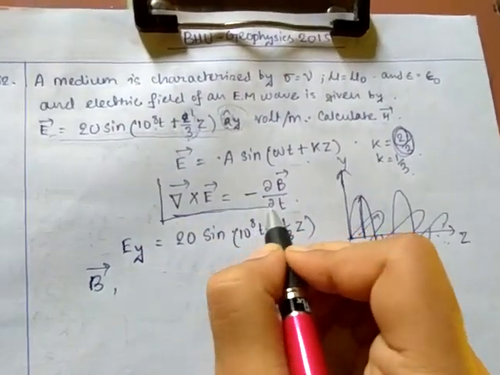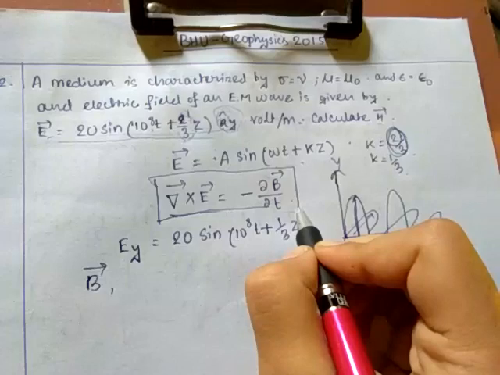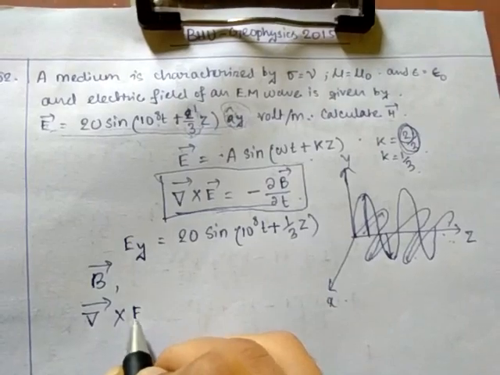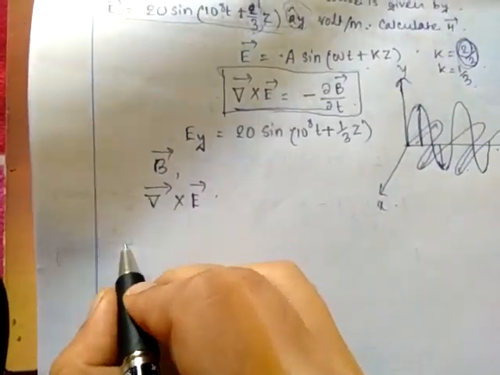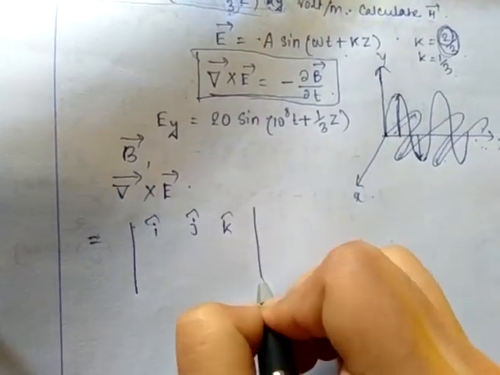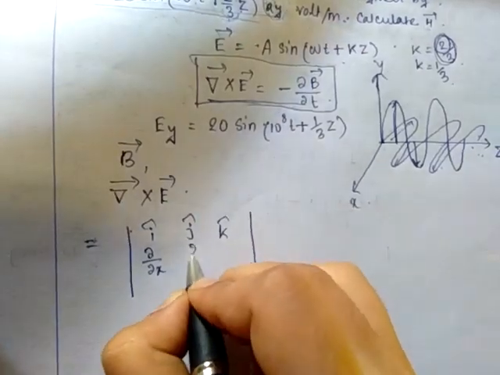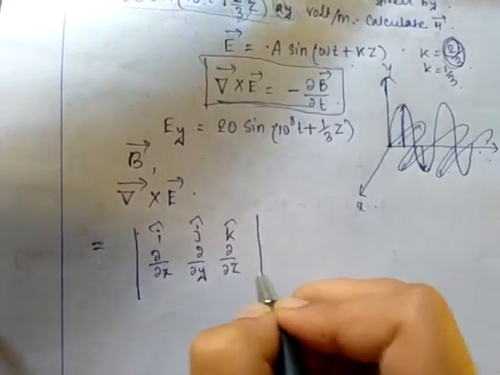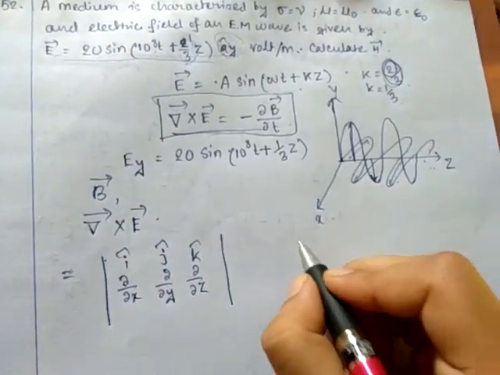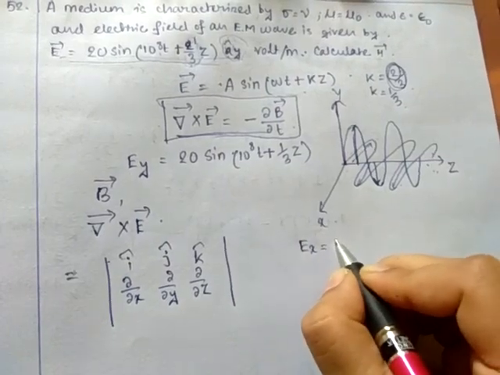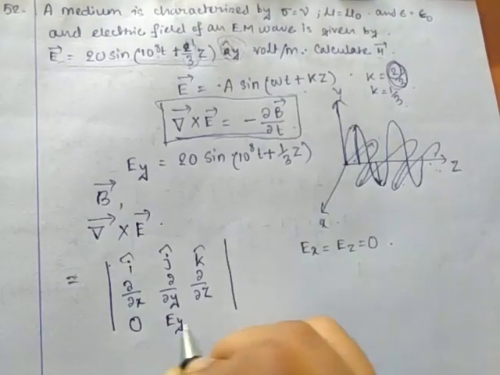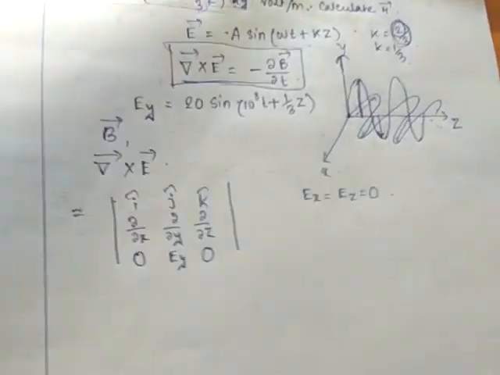From Maxwell's equation we know this formula. Now we will find curl of E vector. So del cross E vector equals the determinant of i cap, j cap, k cap, del x, del y, del z. Since E vector is along y direction, we can consider Ex and Ez equals 0. So here 0, here we will put Ey, and here we will put 0.